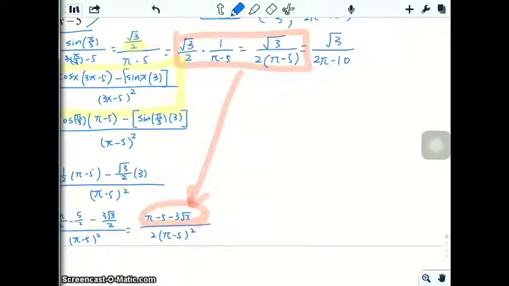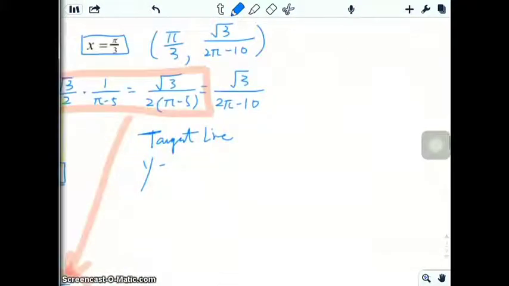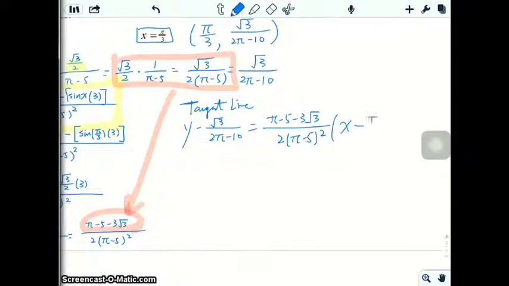So the tangent line equation is y minus the point, which is square root of 3 over 2 times pi minus 5, equals the slope, this crazy thing, pi minus 5 minus 3 square root of 3 over 2 times pi minus 5 squared, multiplied by x minus pi over 3, which is our point.